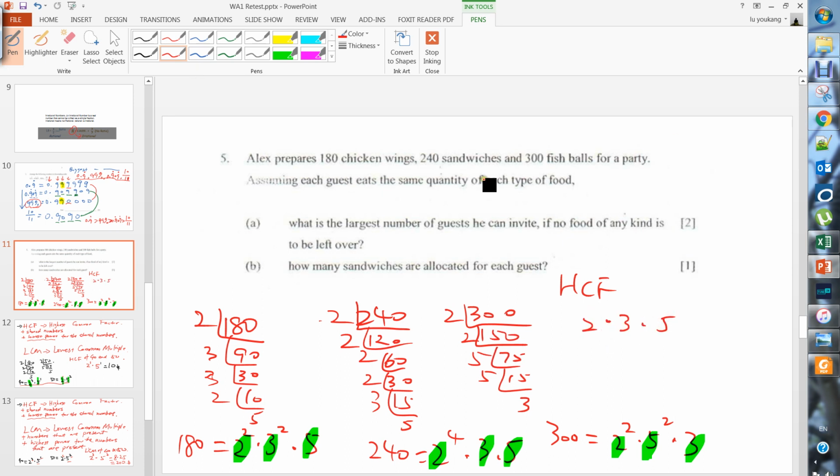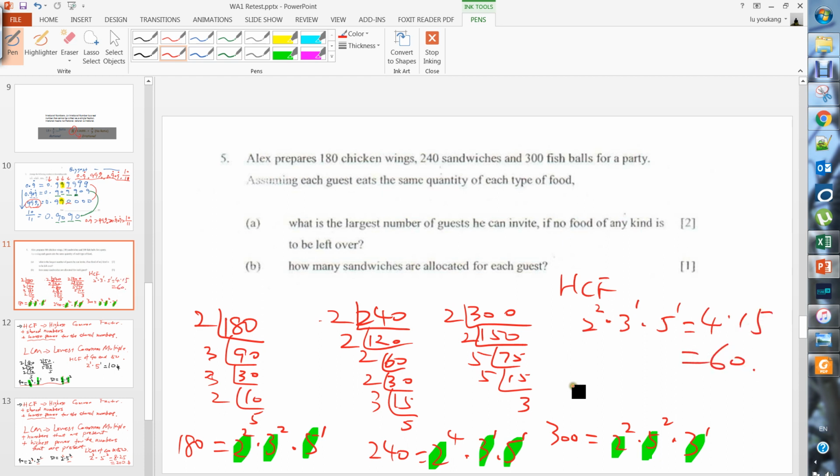So for HCF, I need to choose the lowest power. What is the lowest power for 2? 4, 2, 2. So I need to choose 2. Next, for the 3, the lowest power is, over here 2, over here 1, and over here 1, so I choose 1. For the 5, here's 1, here's 1, and here's 2, so I choose 1. So clearly this is 4 times 15. So the HCF is 60.